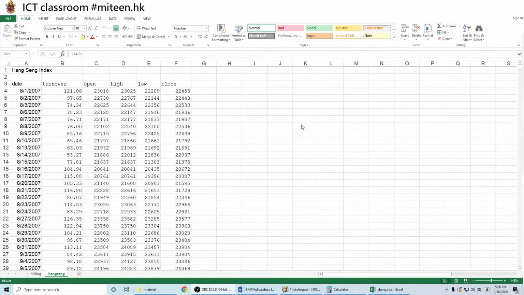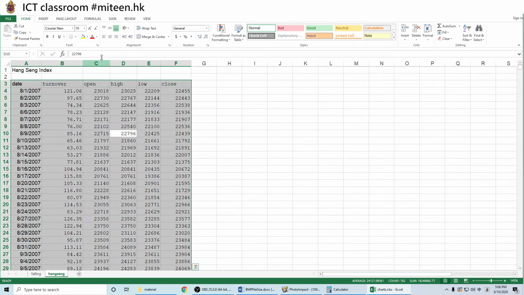Adams, recently I have lost a lot in trading in the stock market. Adams, can you tell me how to use Microsoft Excel to create stock charts so that I can trade and earn some money?